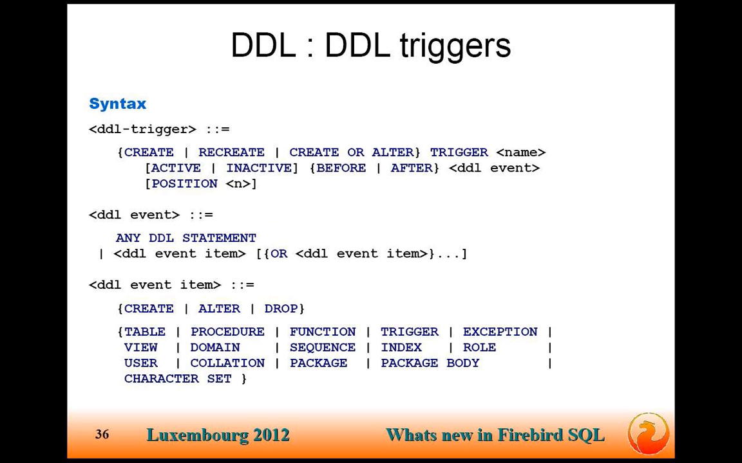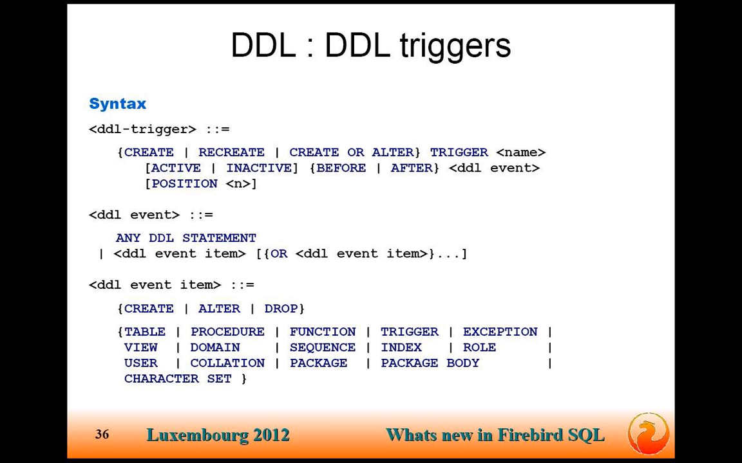This is a very nice feature from my point of view. It allows you to define your triggers for the different DDL events which occur in the database. This looks like a usual trigger, but its definition has no table name because it's for a DDL event. You can still define many triggers on the same action, as always was in Firebird. You can specify the position of the trigger. You can activate, deactivate it.